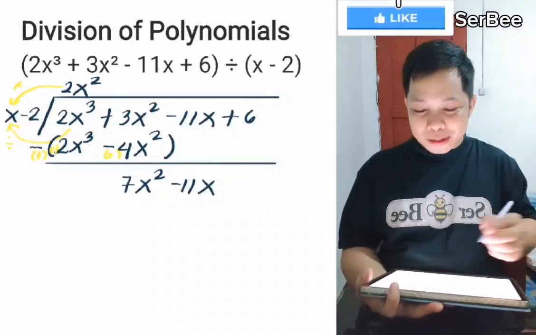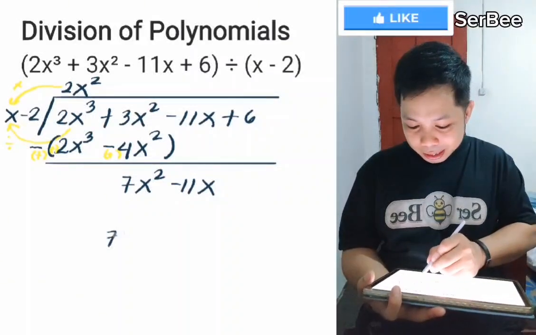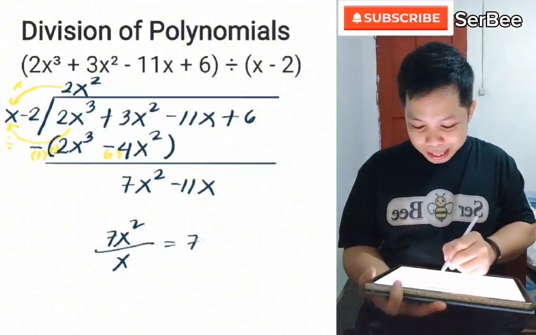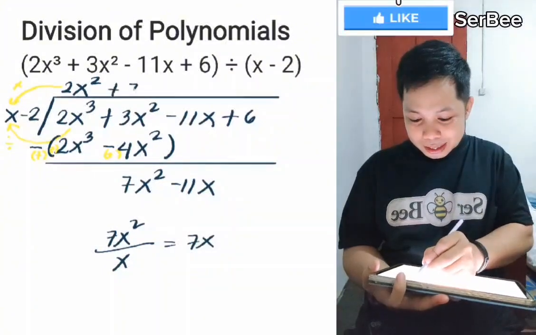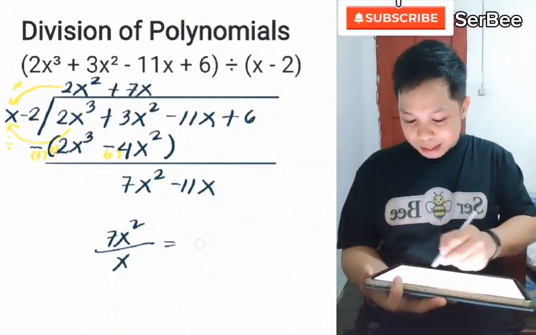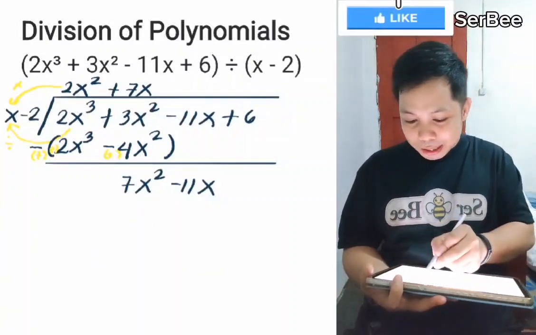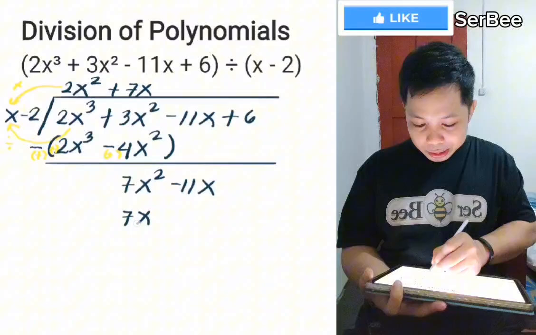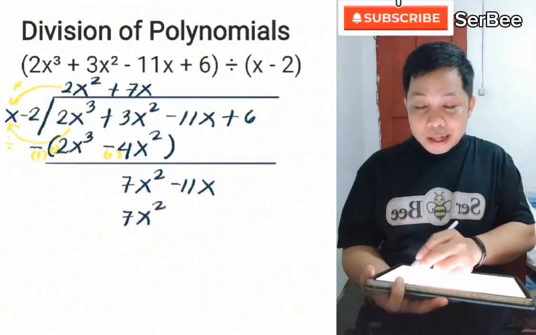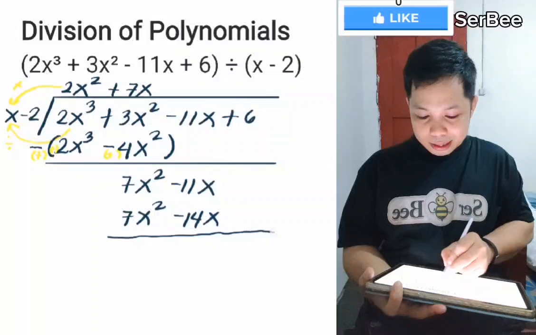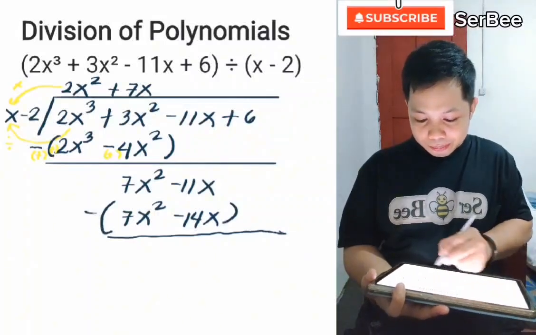And next, ganun ulit yung gagawin natin, 7x squared divided by x. So ang makukuha natin ay 7x. So copy natin dito yung 7x. Then, ganun uli yung gagawin natin. Mag-multiply tayo. 7x times x. So, we get 7x squared. 7x times negative 2, negative 14x. Okay? Then, subtract ulit tayo.